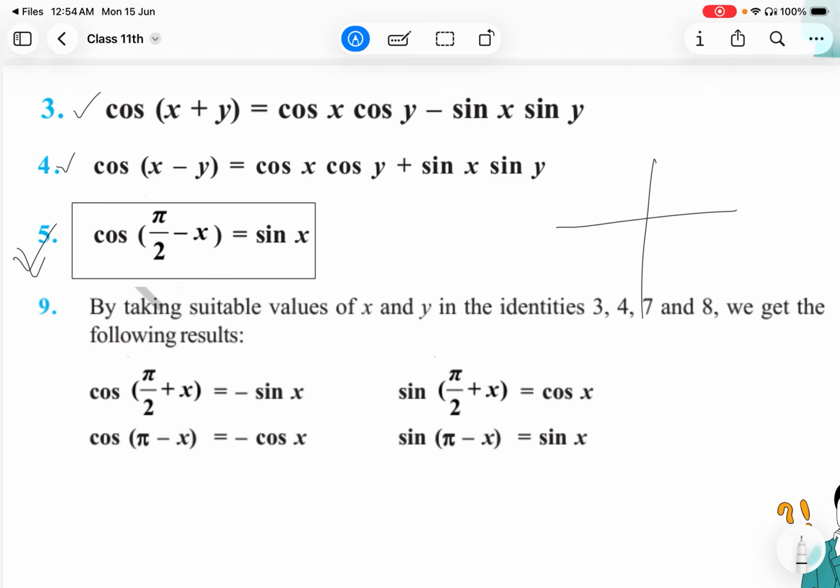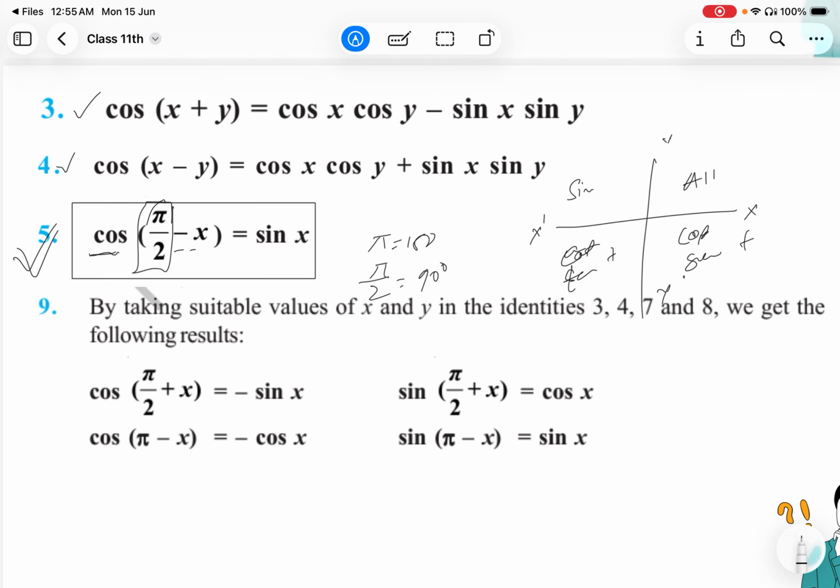In function number 5, it says cos(pi/2 - x) equals sin x. Pi equals 180 degrees, so pi/2 equals 90 degrees. As I told you before, this is x, this is x dash, this is y, this is y dash. Here all the functions are positive; here sine and cosec, here cot and tan, here cos and sec are positive.